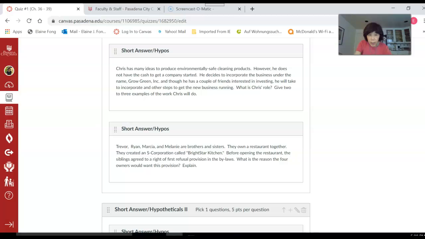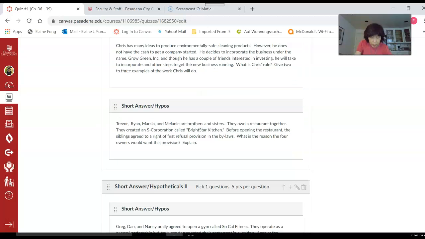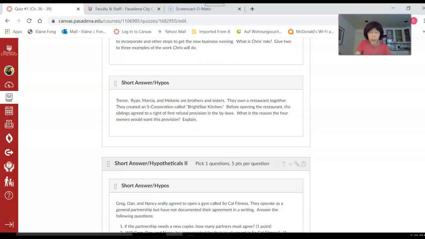All right, now let's take a look at the fourth question on the screen, which involves Trevor, Ryan, Marcia, and Melanie. Oh, I didn't see that fourth name. All right, anyway. All right, and they're siblings. They own a restaurant together. They call their restaurant Bright Star Kitchen. All right. Now, before they opened up, though, they agreed they wanted a right of first refusal in the bylaws. Now, I just asked you, what's the reason for that? Why would the 4 of them want a right of first refusal?